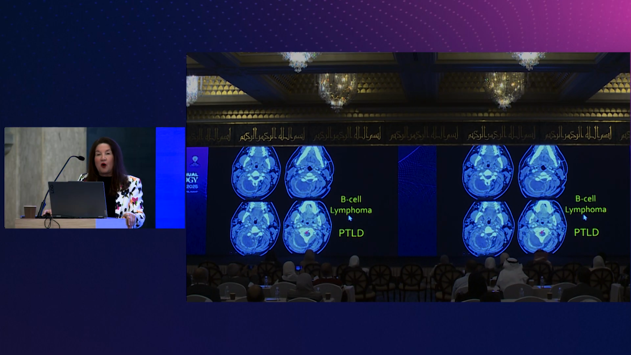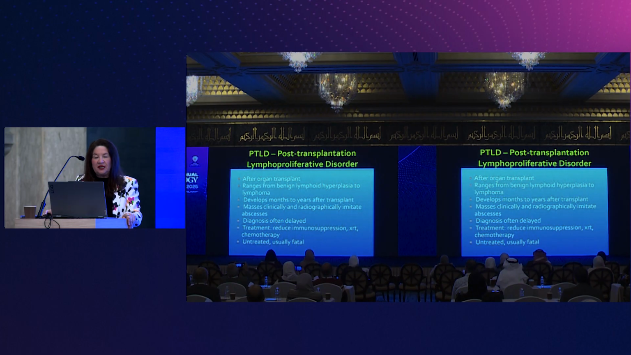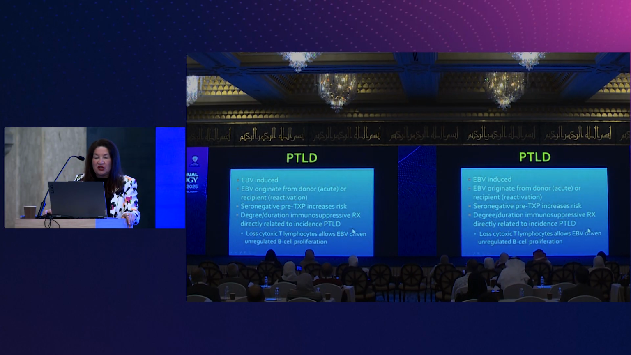This is B-cell lymphoma in the setting of PTLD. These occur after organ transplantation, ranging from benign lymphoid hyperplasia to lymphoma. This occurs months to years after transplant, and this usually mimics an abscess. So it's important to have this concept in your mind when you're thinking about abscesses. If the patient's immunocompromised, please remember lymphoma. The diagnosis is often delayed. The treatment is reduction of immunosuppression and radiation and/or chemo, and if it's untreated, it's usually fatal.